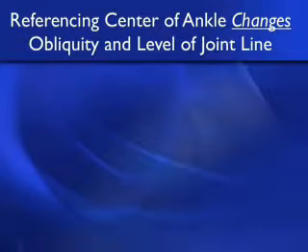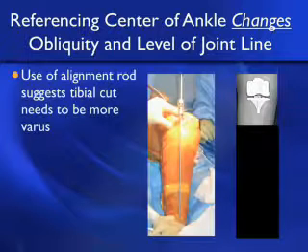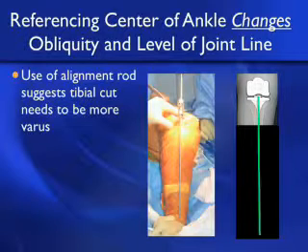So let's look at the consequence if you reference the center of the ankle, and we'll show you that it changes the obliquity and the level of the tibial joint line. So here you can see a projection of a right knee where the extramedullary guide is centered on the tibial cut that's already been made, and the alignment rod seems to be too medial to the ankle.